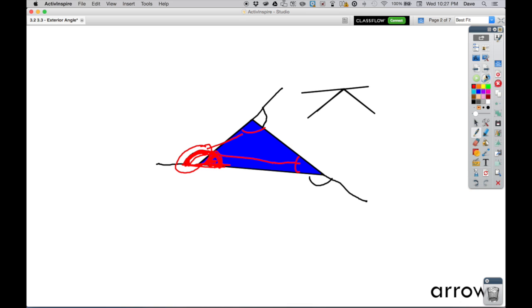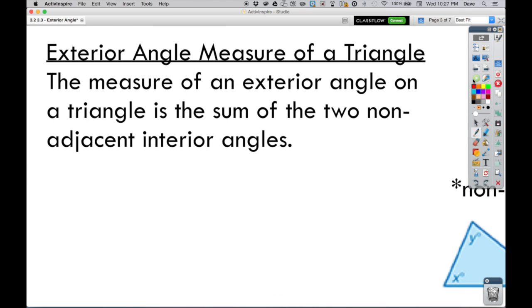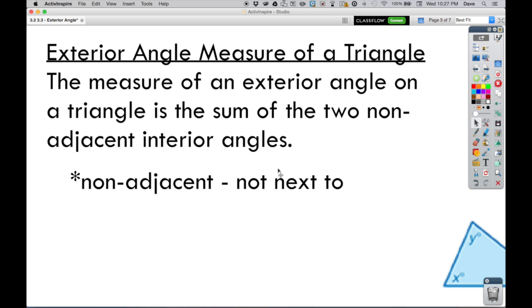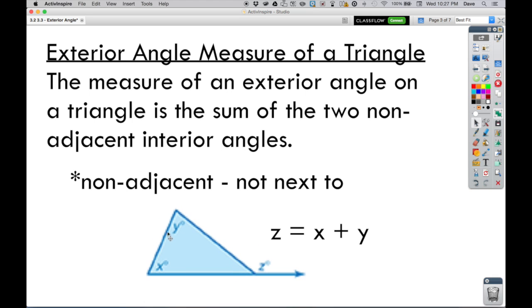And so in other words, what we came up with in class was this rule: the exterior angle measure of a triangle is the sum of the two non-adjacent interior angles. Now first up, what we mean by non-adjacent is not next to. It means they don't touch. So for example, right here in our visual, here's my triangle. There are three angles here. Let me just mark them.